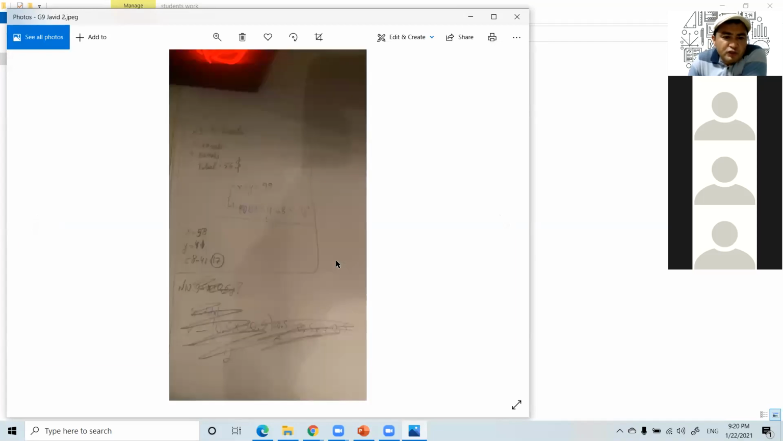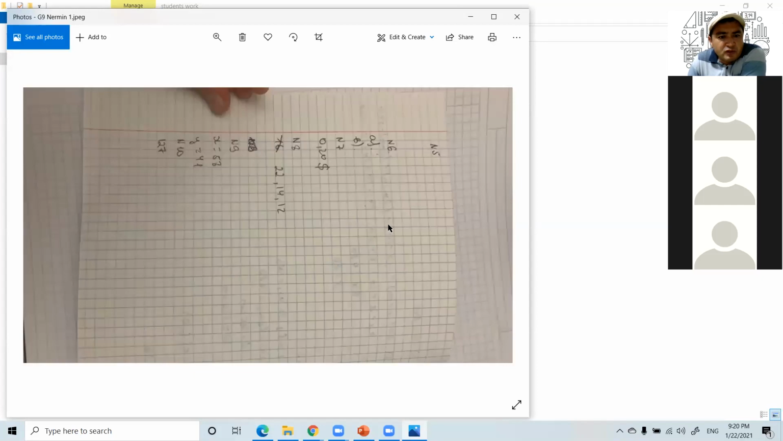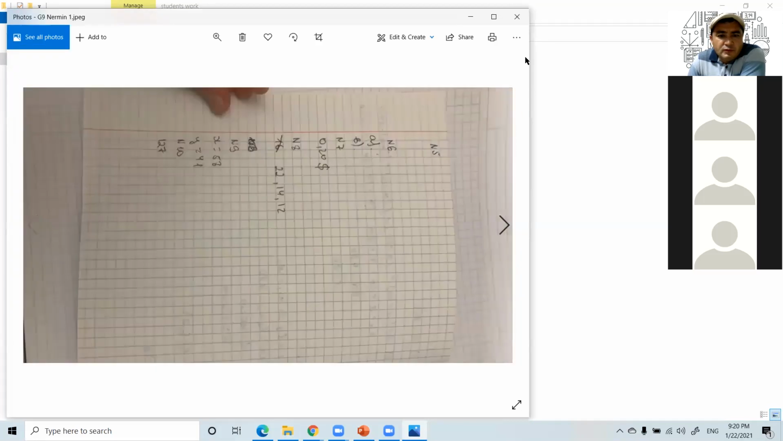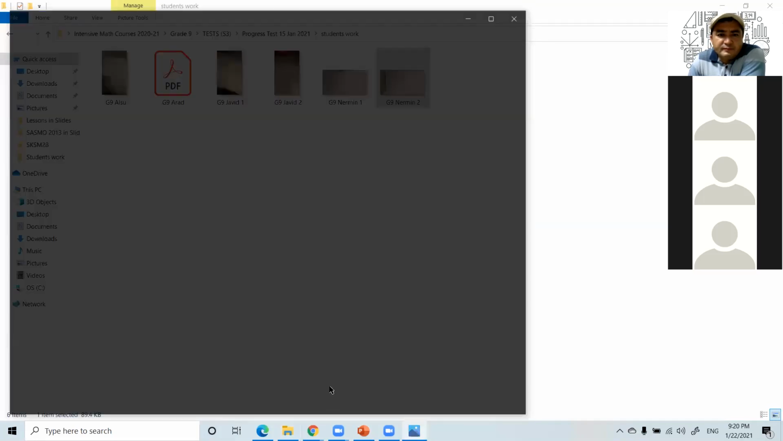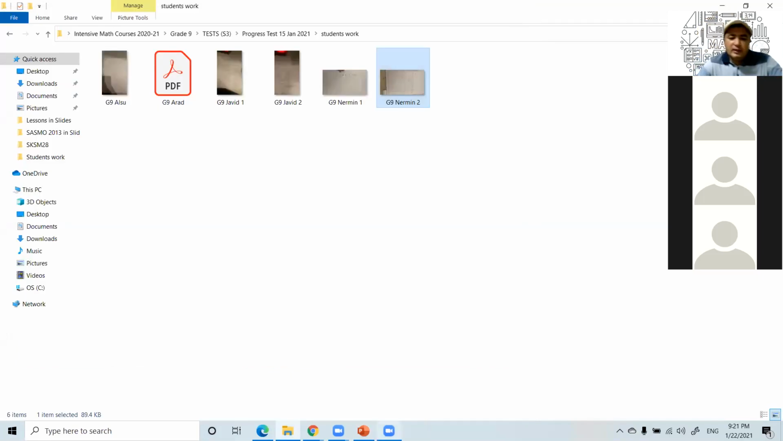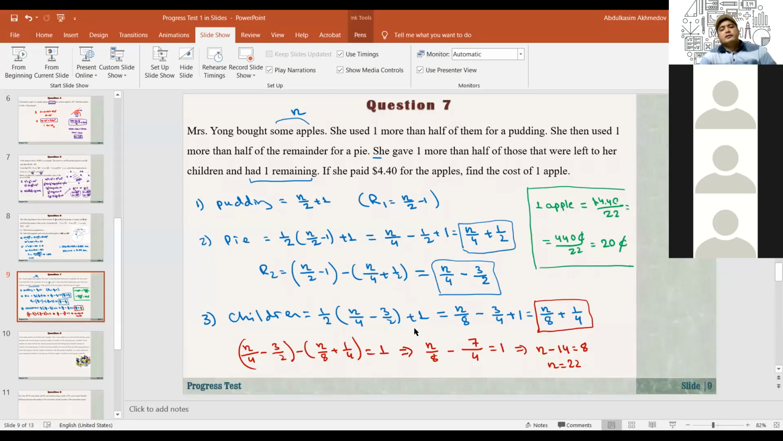Javid, it is so hard to check your paper. I don't know how I am going to check your paper. Also Narmin. Okay, anyway, I'll have a look later. I got 0.20. You got 0.20. Yes. Good. Is it the correct answer? Yes, that's the correct answer. Very good.